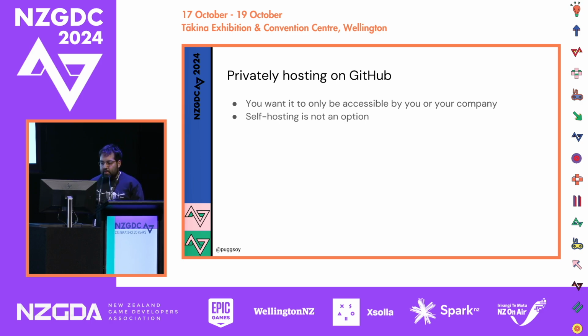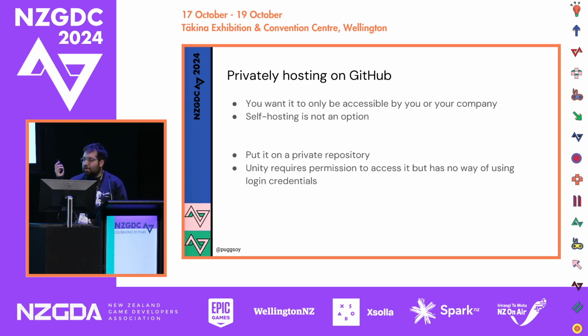The main difference is you put it on a private repository as usual. Now there's some complexity here because Unity requires permission to access it, but when you grab a Git URL repository, Unity doesn't actually have any way to put in credentials. Usually, if you're using Git to access private things, you need to put in your login details or somehow connect using some details, and a lot of good clients allow that, but Unity doesn't. So initially it'll complain, oh, I can't access this repository.